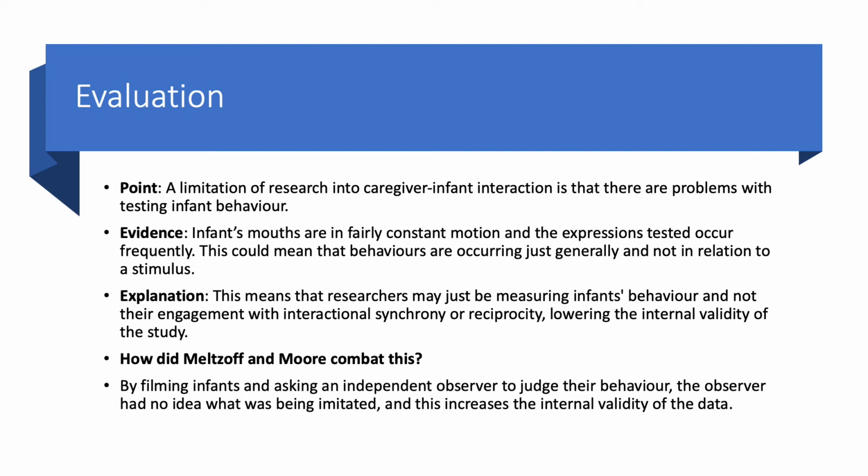Their methods were also good because they tested for intra and inter-observer reliability. So you could write this as a double whopper. You'd write your PEE as normal, bring in some contradictory evidence, and then come to some sort of conclusion. So at the end of this, you could say, therefore, the internal validity may be low, but researchers have found ways to combat this, for example.